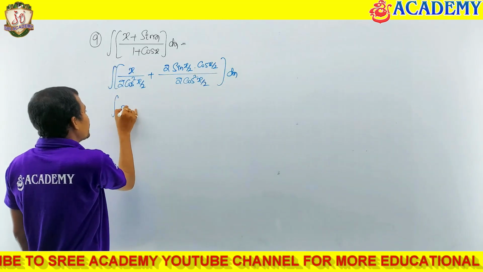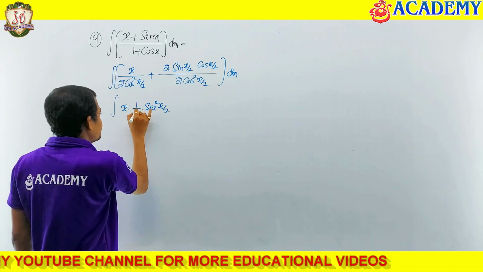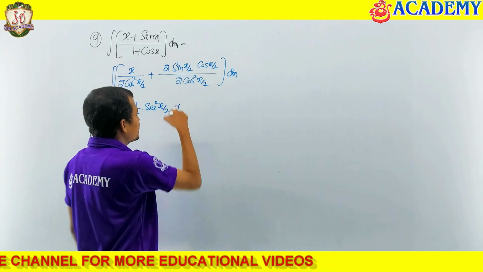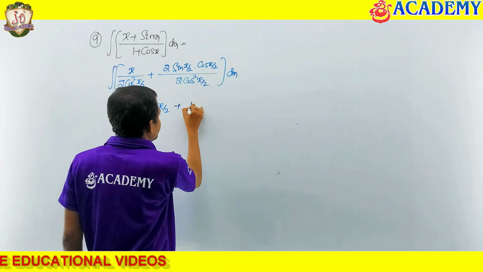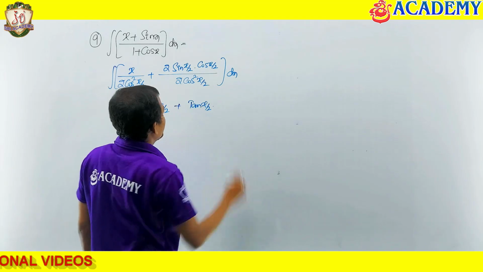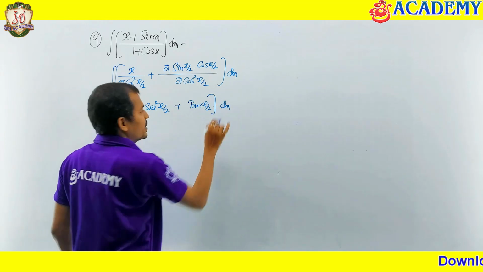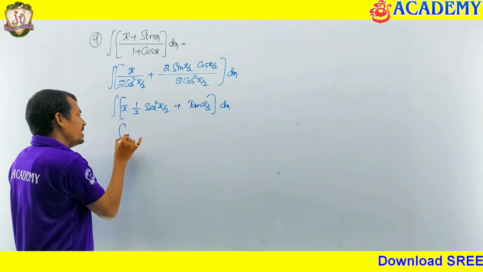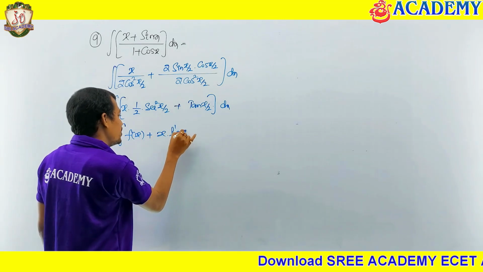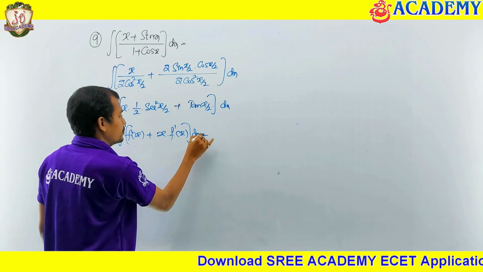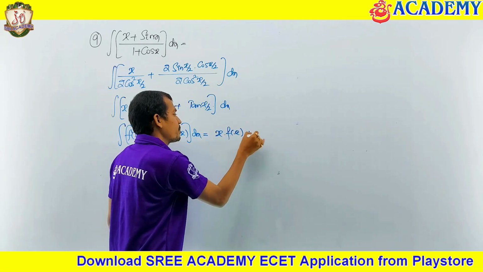That is integral of x into 1 by 2 into secant square x by 2 plus, cos x cancels, 2 gets cancelled, sin by cos is tan x by 2, 1 cos already cancelled. See, I am saying this is an integral in the form of f of x plus x into f dash of x. If you have it like this, we can say x into f of x plus c.